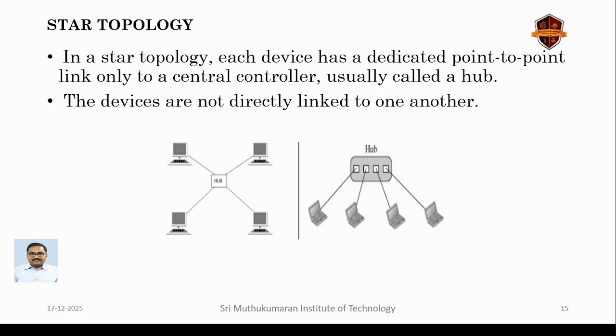Then the next one is star topology. Here again each device has a dedicated point-to-point link, but it is controlled by a central control, which is usually called a hub. All the systems are connected directly to the hub, and the flow of information happens only through the hub. This is what is called a star topology. The systems appear in a star-like structure.